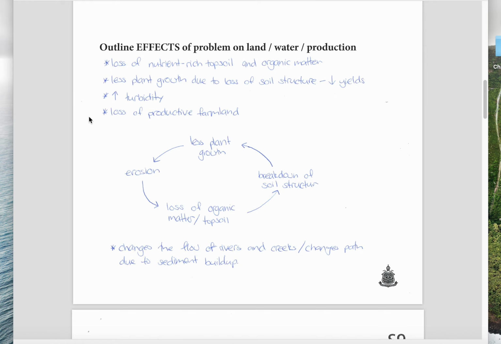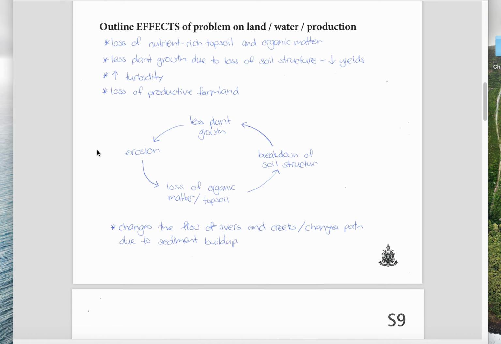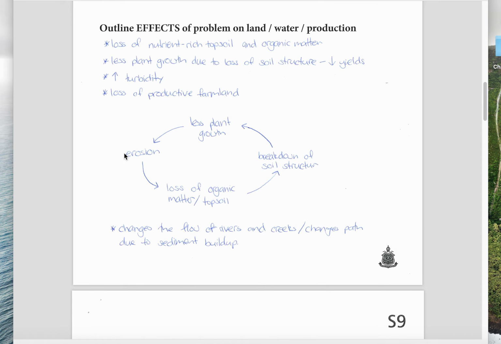And then also loss of productive farmland, because you're decreasing the fertility of the soil in areas where it is eroded. So obviously here you're getting this cycle where erosion occurs, then you get a loss of organic matter in topsoil, breakdown of soil structure, therefore less plant growth, and when there's less plant growth and ground cover, you get more erosion. And so you're getting this kind of downward spiral that just keeps getting worse.